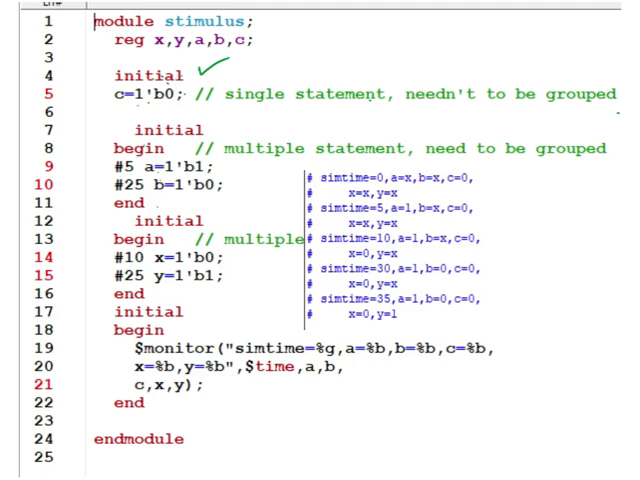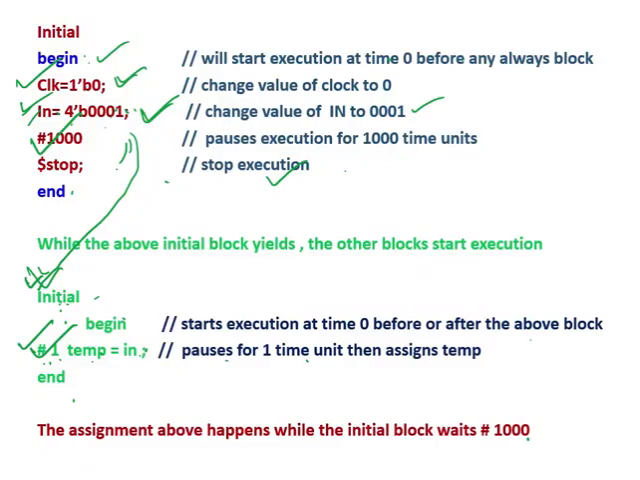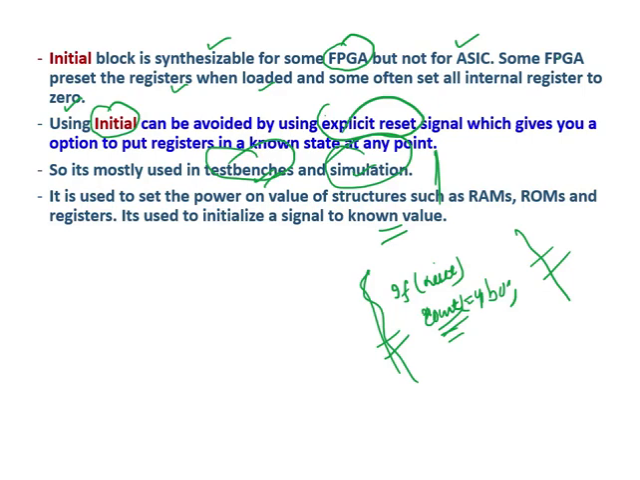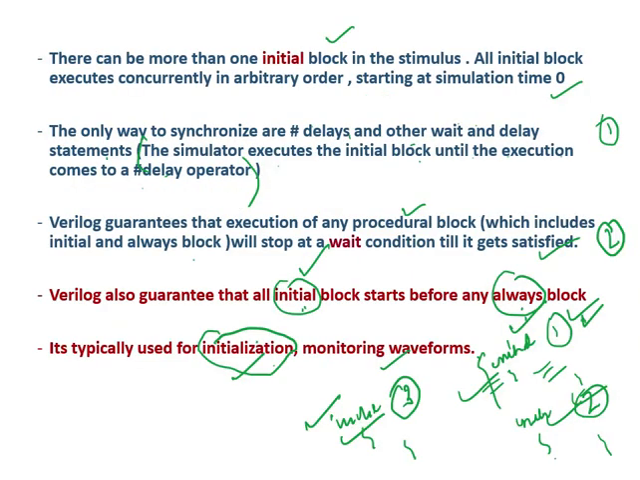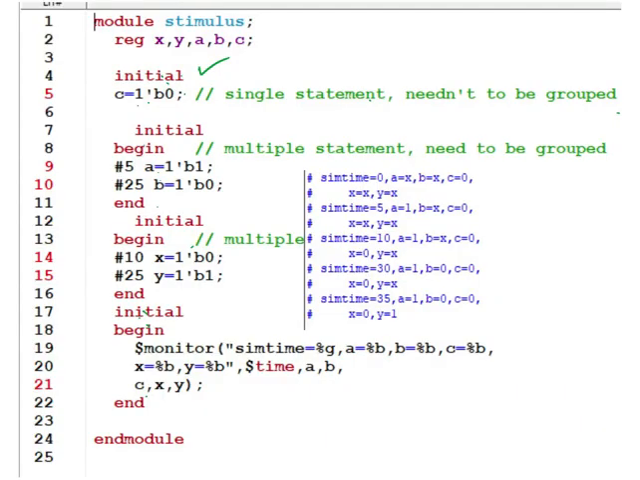Here there are four initial blocks. Do you remember what I said in this slide? The initial block is used for initialization, which I explained earlier. Then monitoring waveforms. Normally initial is not synthesizable, so we use initial blocks for test bench writing. Remember this word, monitoring waveforms. In the test bench we are monitoring the waveform here, so initial is used for this monitoring.